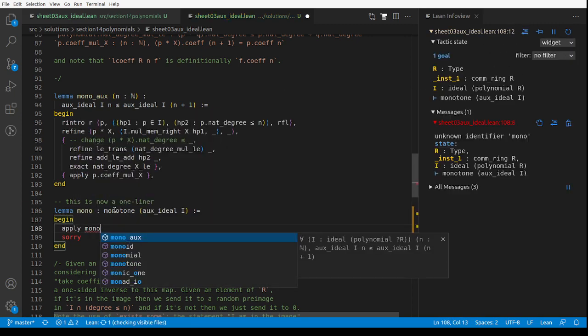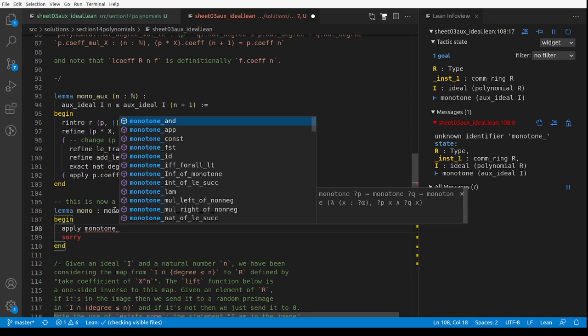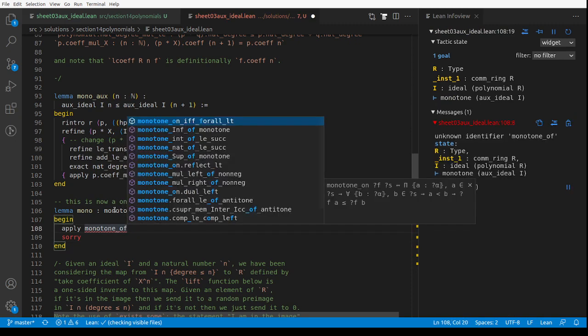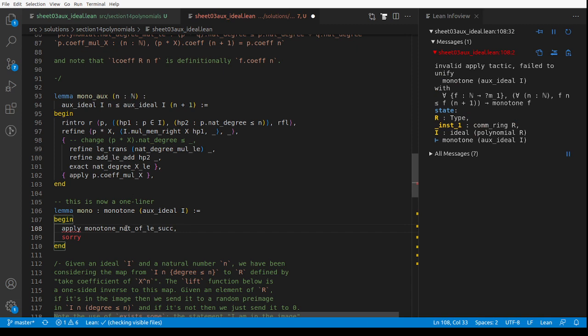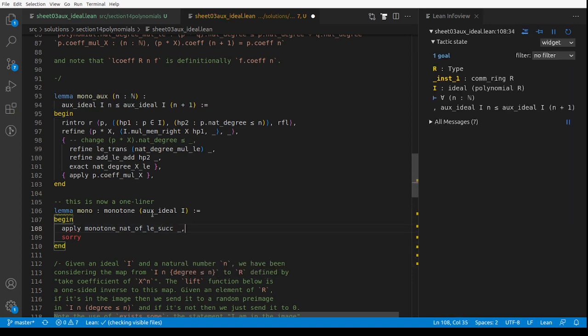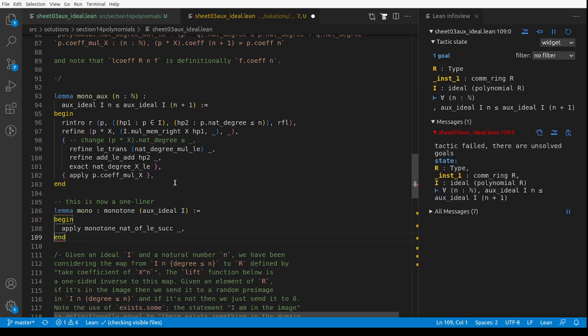So apply monotone of something. Monotone. This le_succ, this looks good, doesn't it? Because that's exactly what we've just proved. le_succ. So what happens if we apply that? It says it can't unify it. That's fine. Let's give it a. Oh, it's the apply bug. There we go. So we've applied that.